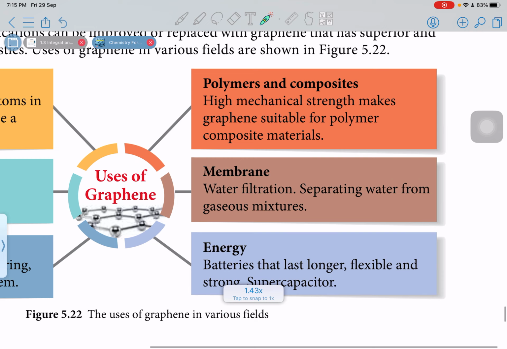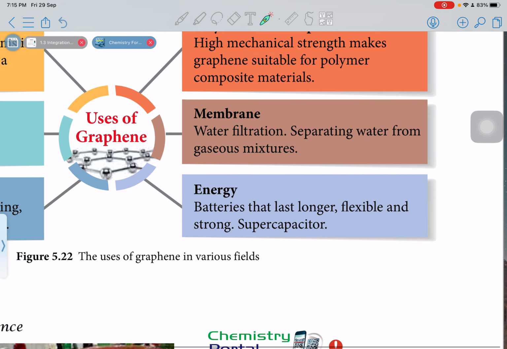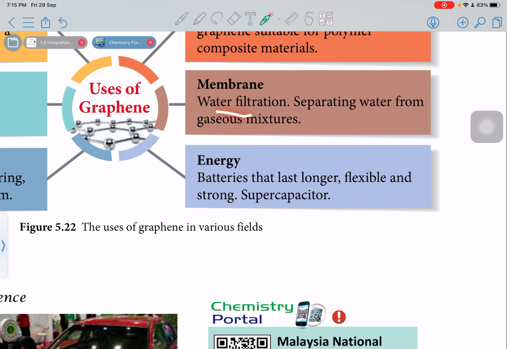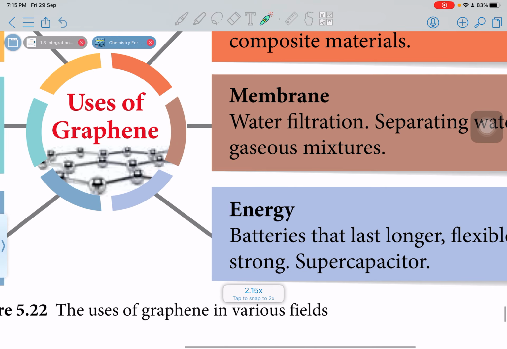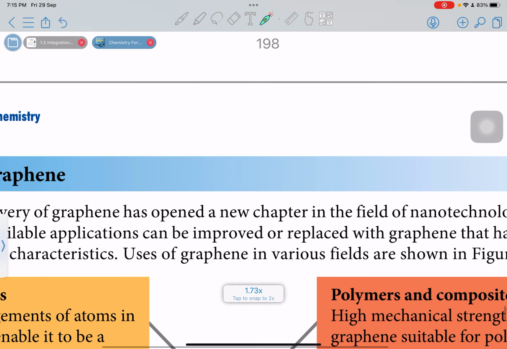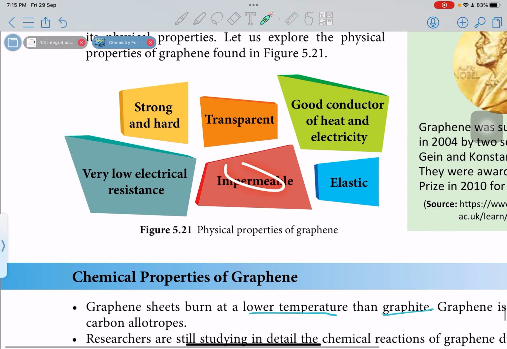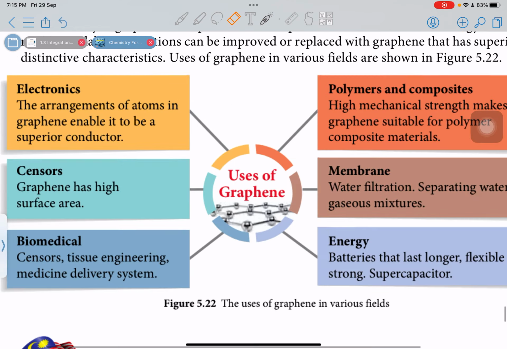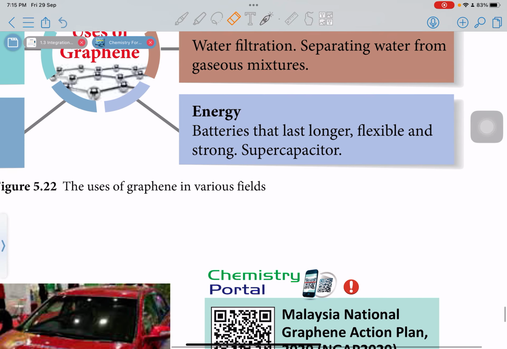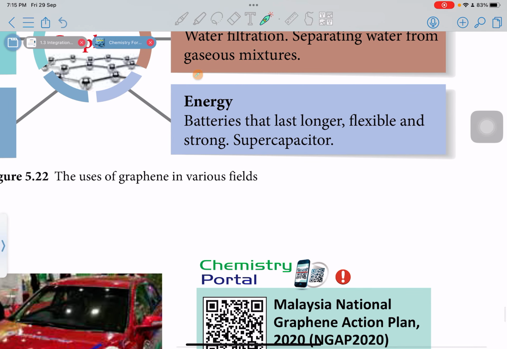Then polymer, high mechanical strength makes graphene suitable for polymer composite materials. Then membrane, water filtration, separating water from gaseous mixture. So what it does is suitable for being a membrane. As you can see the physical properties just now, which is impermeable. Impermeable ni maksud dia tak boleh ditembus, sebab tu dia boleh digunakan sebagai membrane. And finally energy, battery that lasts longer, flexible and strong.